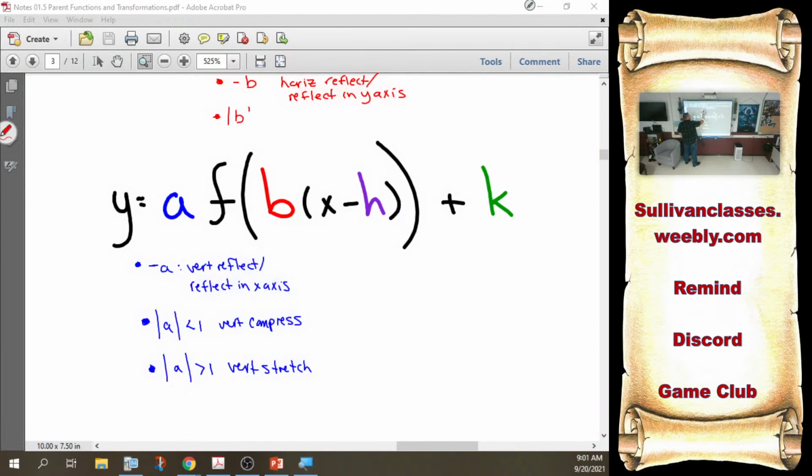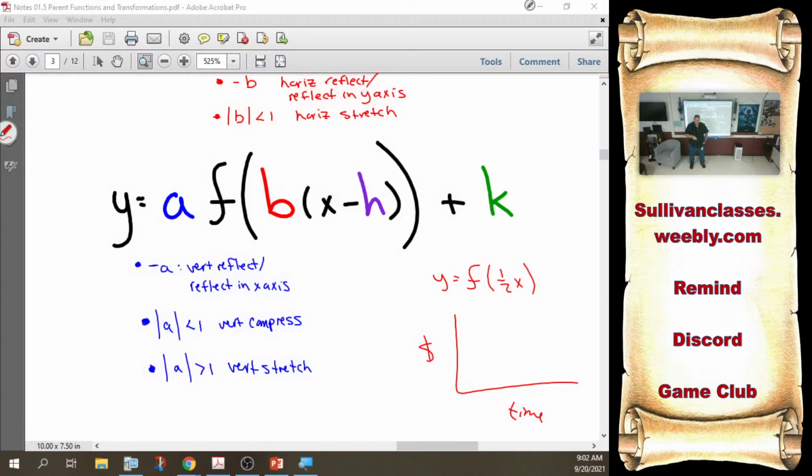If the absolute value of B is less than 1, I said this is backwards land. So if A was less than 1, it was a vertical compression. If B is less than 1, it's a horizontal stretch. And so think about it this way. If I have a graph where this is time and this is money and I'm trying to save up for my car, what happens when I take my function like this?